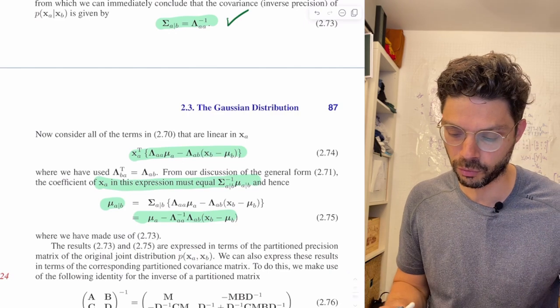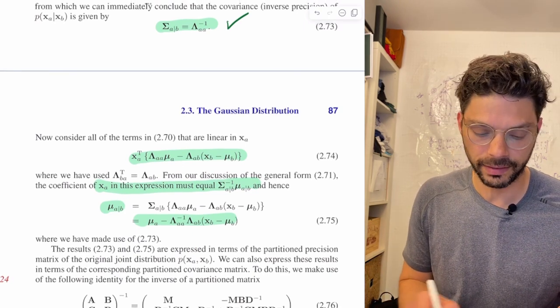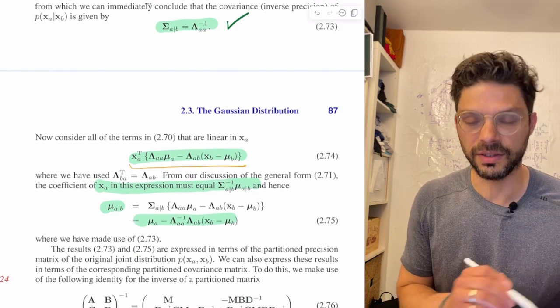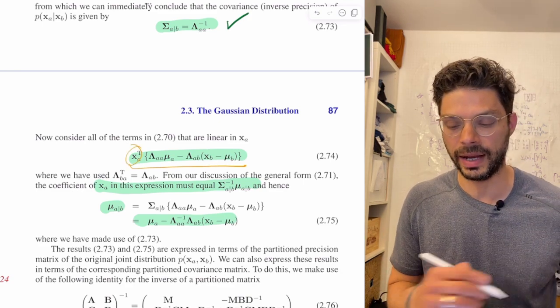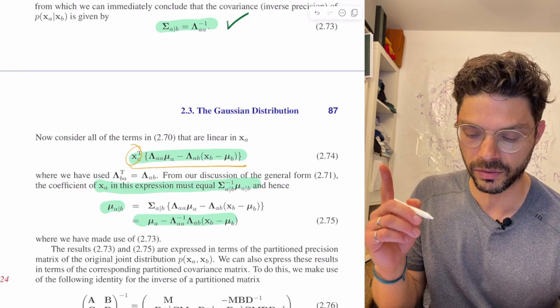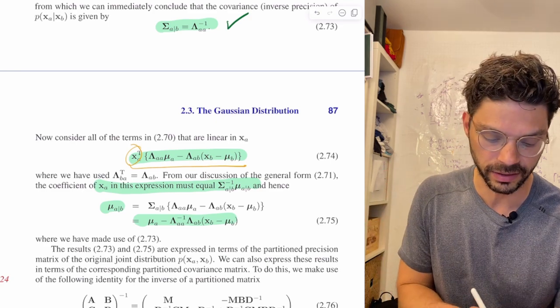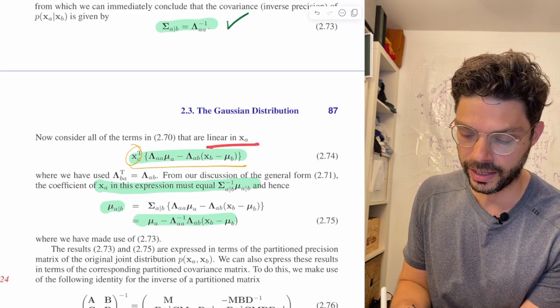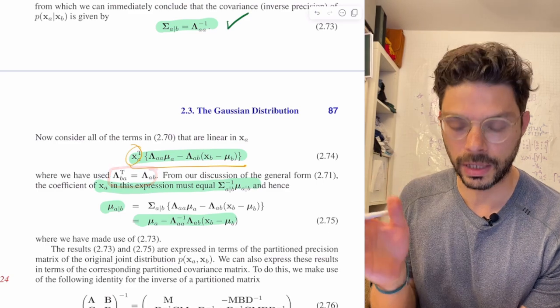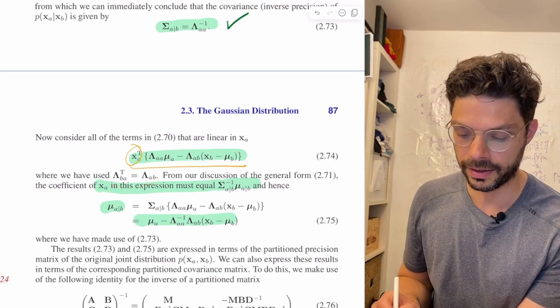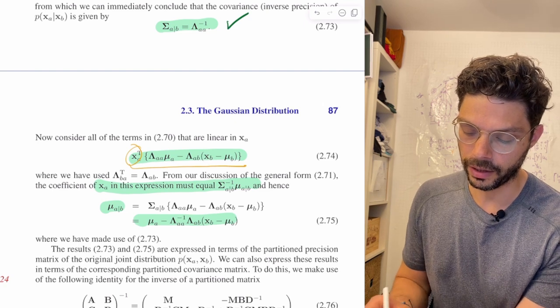Yeah, if you just work it out, you'll see that this is going to be the linear term. And linear means it just has one x of a in it. It can have other things in it, but it has to have exactly one x of a in it, multiplying. So it's linear in xa. Okay, and we always keep in mind the symmetry thing, because that's going to simplify the expressions.